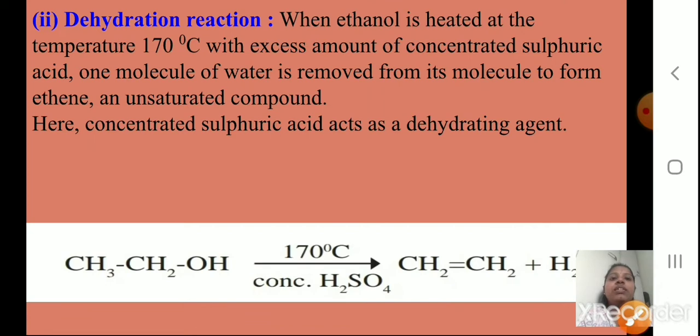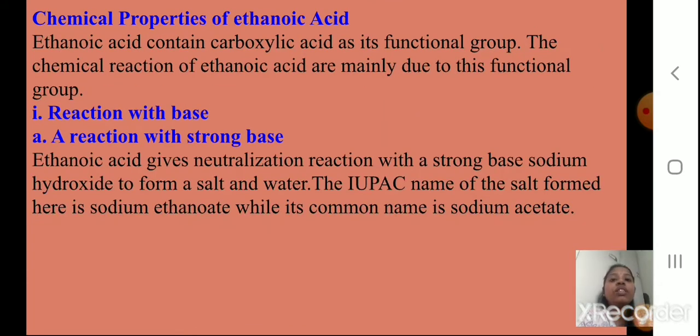We will proceed. Now, chemical properties of ethanoic acid. Ethanoic acid contains carboxylic acid as its functional group, and the chemical reactions of ethanoic acid are mainly due to its functional group. It contains the carboxylic acid functional group, that is COOH.